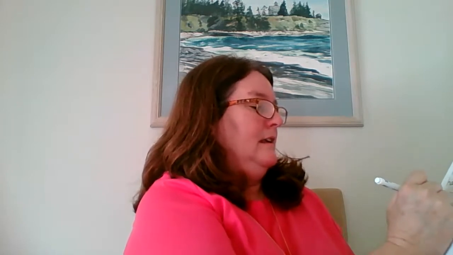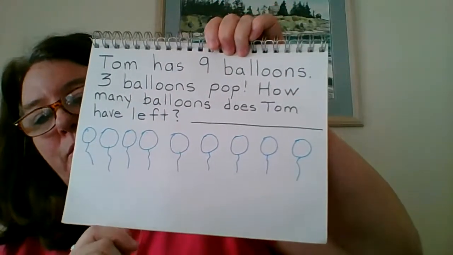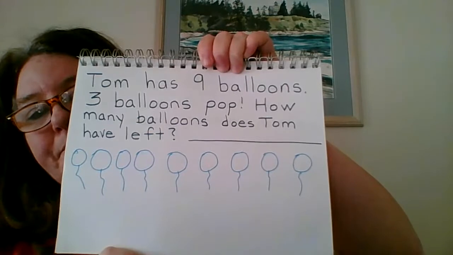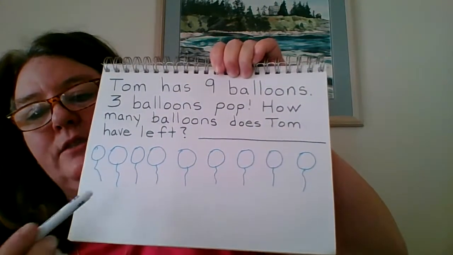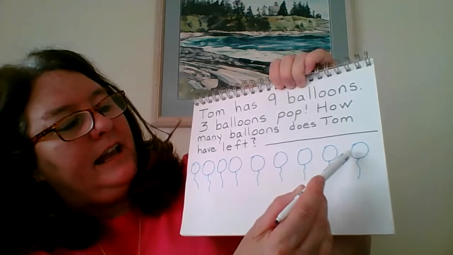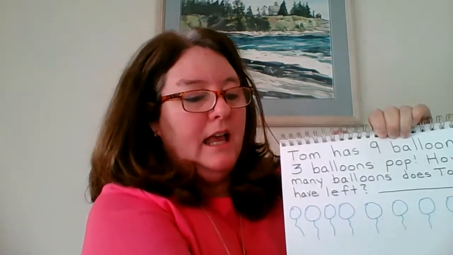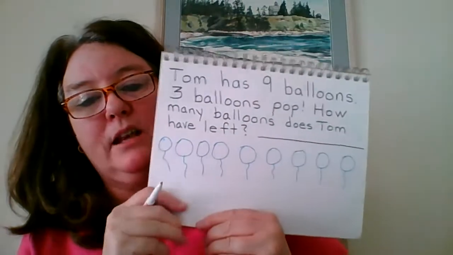9 balloons. 1, 2, 3, 4, 5, 6, 7, 8, 9. Everybody should draw 9 balloons. There are my balloons with strings. Tom has 9 balloons. So I start by drawing a picture. And the story is about balloons, so I chose to draw balloons. Does everybody have 9 balloons? Let's count and make sure it's 9. 1, 2, 3, 4, 5, 6, 7, 8, 9. And I touched each one so that I'm sure I have the right amount. Now the story tells me 3 balloons popped. Well, if they popped, I think that means they go away because they popped.